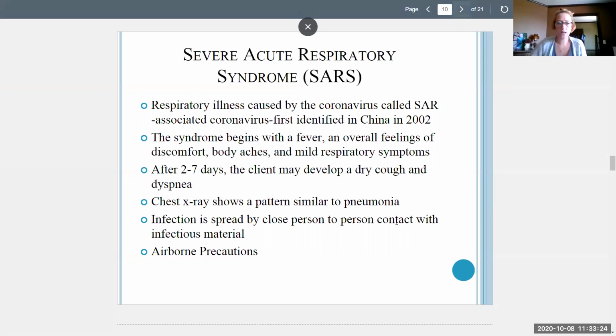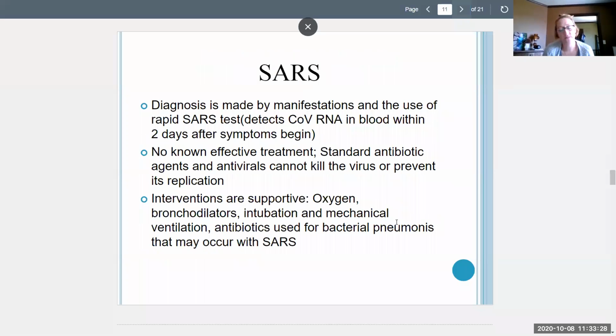And so SARS, the diagnosis is made by the manifestations and the use of the rapid SARS tests. There's no known effective treatment, as standard antibiotics and antivirals cannot kill the virus or prevent its replication, but interventions are supportive. So oxygen, bronchodilators, intubation, mechanical ventilation. Antibiotics are used for bacterial pneumonia that may occur with SARS.